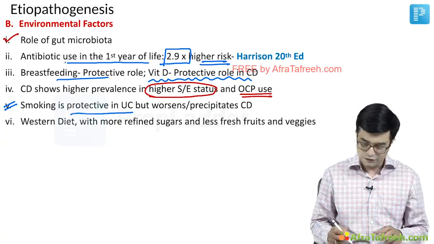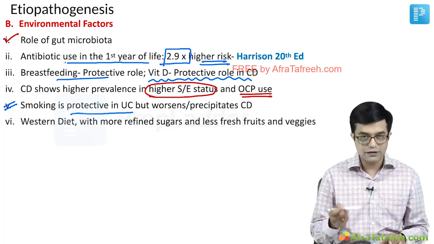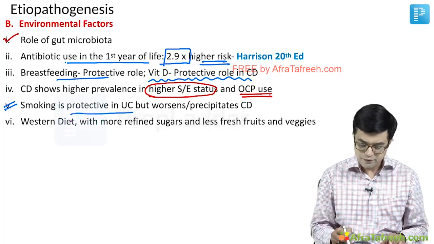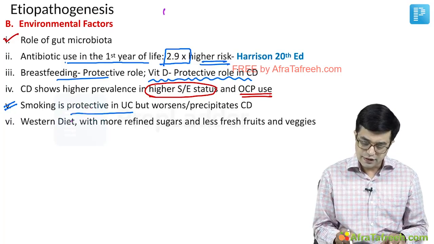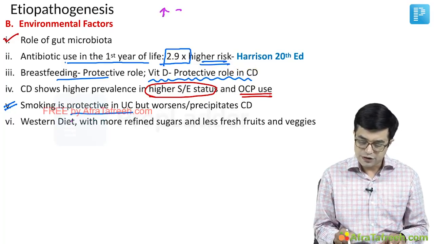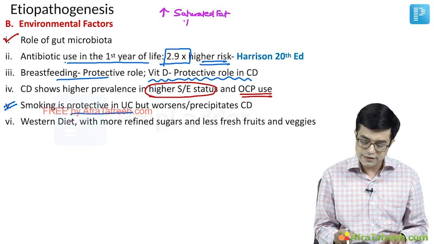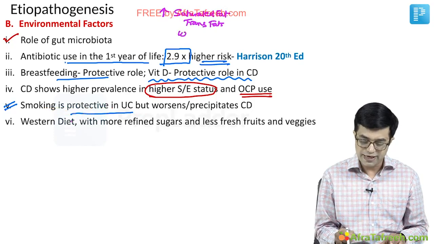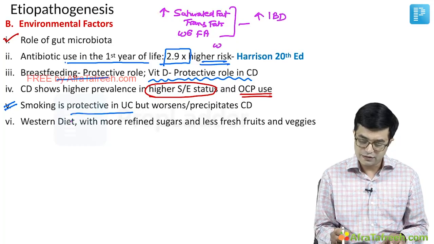developing IBD. Two of the textbooks, not Nelson, but the other two textbooks, say that a diet which is high in saturated fatty acids, trans fats, and a diet which is rich in omega-6 fatty acids increases the risk of developing IBD, whereas omega-3 fatty acids, particularly those found in fish oils, have been shown to decrease the risk of developing IBD.